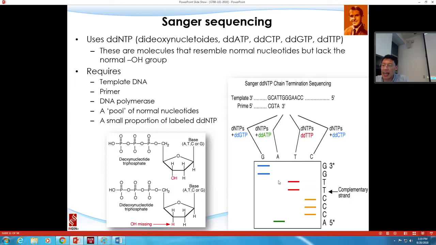So you can see that some of them are going to go faster. For example, this one, A, goes really fast, and then the next bunch will be CCC. So you can see that this ddCTP is there, and then further you can see T and G. So using this protocol, by reading these gel pictures of different places, you will be able to figure out what the original sequence of this DNA template is, okay?